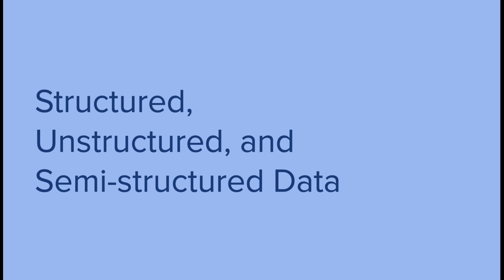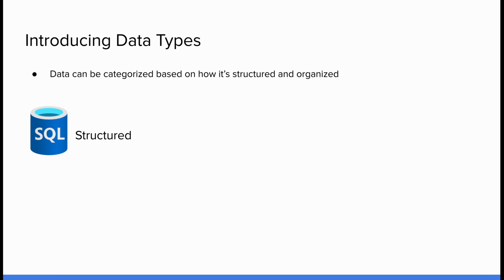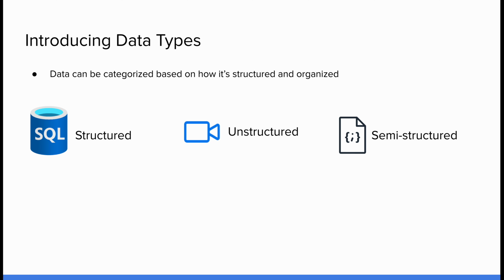Next up, let's talk about structured, unstructured, and semi-structured data. Introducing data types. Data can be categorized based on how it's structured and organized. We have three main types we need to understand for the exam: structured, unstructured, and semi-structured data.